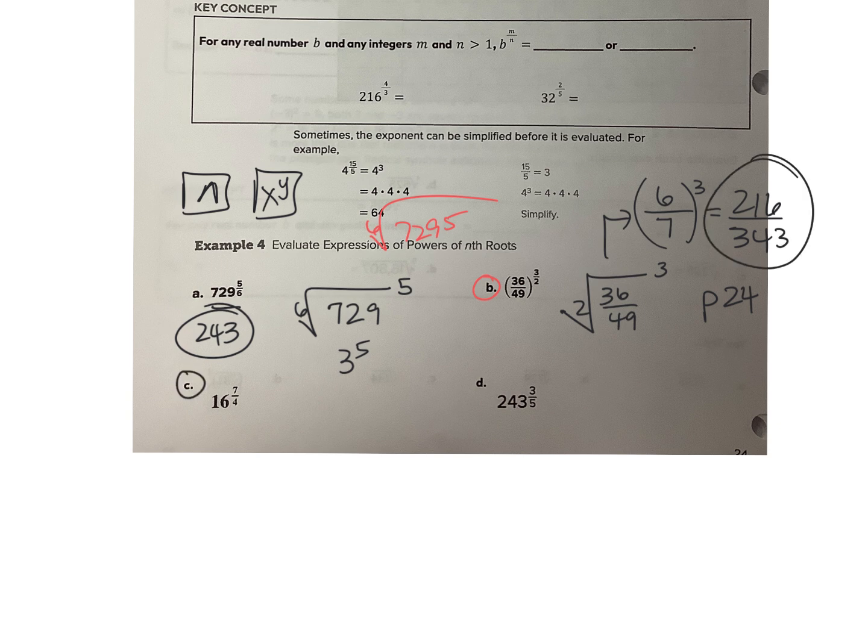Okay, let's try one more. You guys try letter C. All right, so we've got 16 to the 7/4. We're doing the 4th root and then to the 7th power. So if I do 16, the 4th root was 2, which I knew, and then to the 7th power is 128.